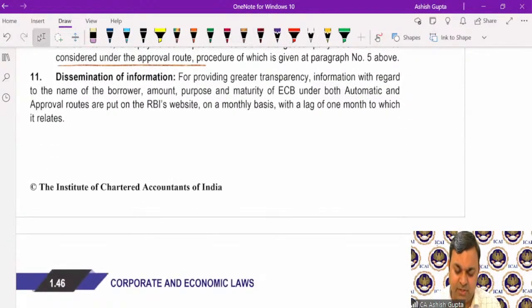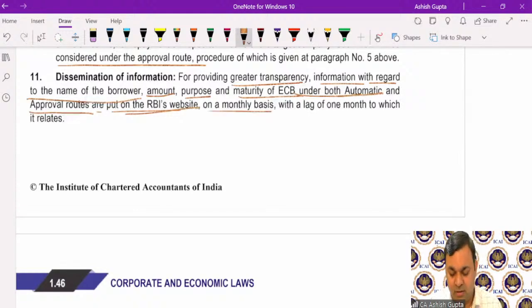Dissemination of information for providing greater transparency: information with regard to the name of the borrower, amount, purpose, and maturity of ECB under both automatic and approval routes is put on the RBI website on a monthly basis, with a lag of one month to which it relates.